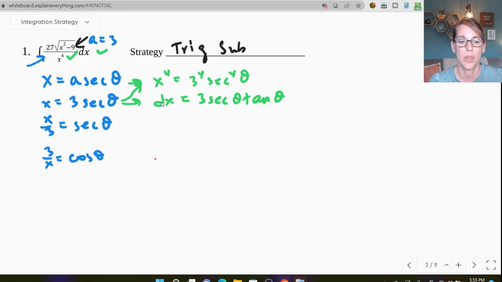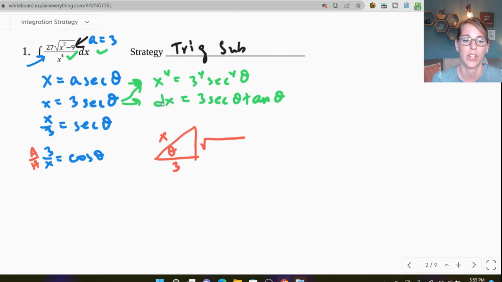I'm going to get to the square root with my triangle. So I'm going to use my cosine. So I've got theta here. Cosine is adjacent over hypotenuse. So my adjacent side is 3. My hypotenuse is x, which means that my opposite side is going to be the square root of x squared minus 9. I am looking for the x squared minus 9 inside the square root, and I can most easily get there by combining the 3 and the radical x squared minus 9, by combining my adjacent and opposite sides. That's going to be a tangent.